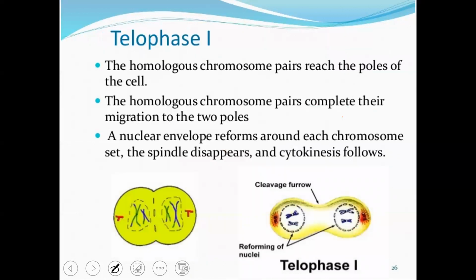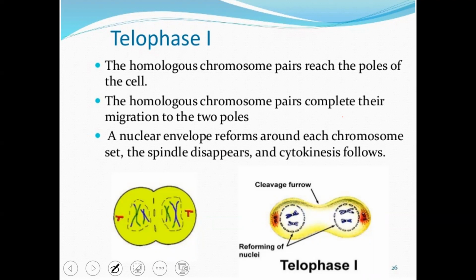Next comes the telophase 1. This is the last stage of meiosis 1. So in telophase 1, the homologous chromosome pairs reach the poles of the cell. Okay, they have reached the poles of the cell just like the mitotic phases. But the only thing here is the spindle formation will be uncoiling and they become elongated, and they do not reach the next stage, that is interphase stage, but they are going to undergo the next step, that is cytokinesis.